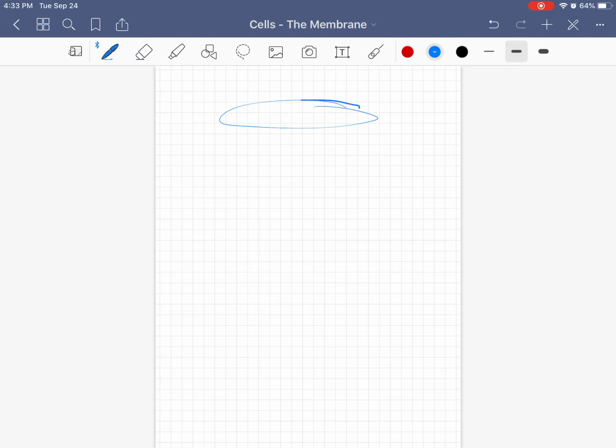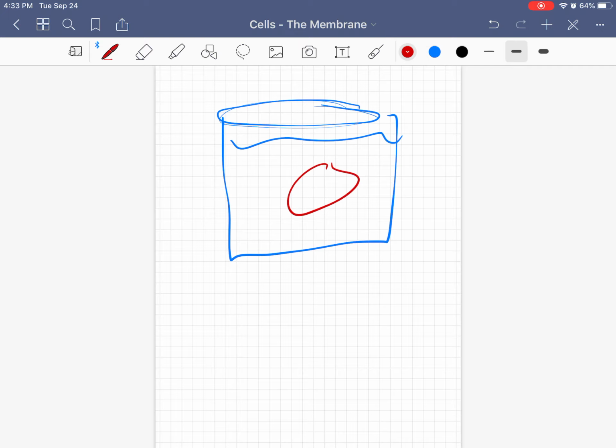We got ourselves a beaker here with water, and let's say we've got ourselves a cell in there. Hypertonic is a situation where you have a high concentration of solute or a low concentration of water. All right, so let's say that this is just 60% H2O. That means that it's 40% solute.